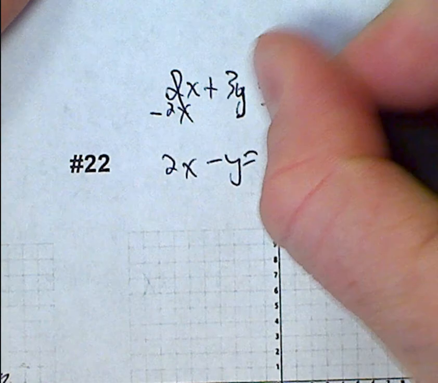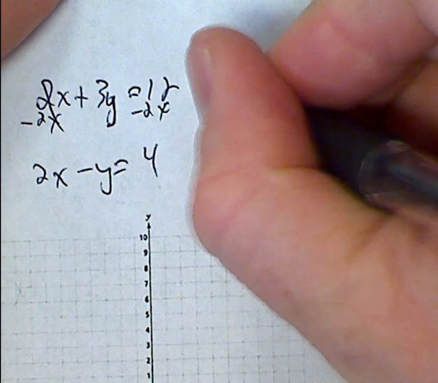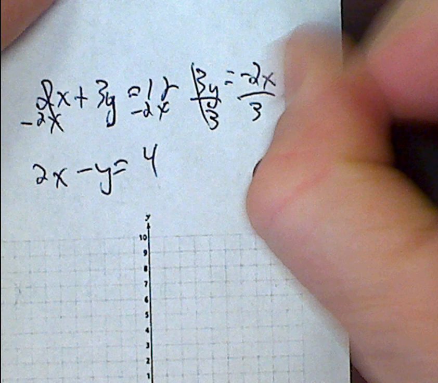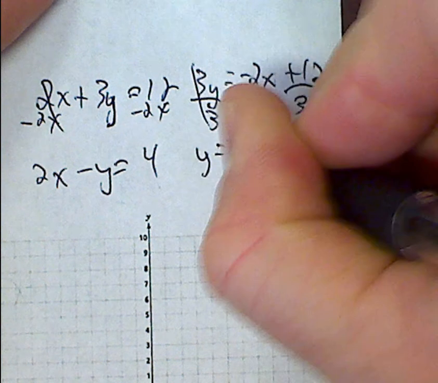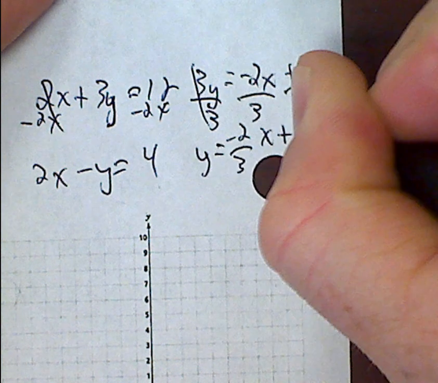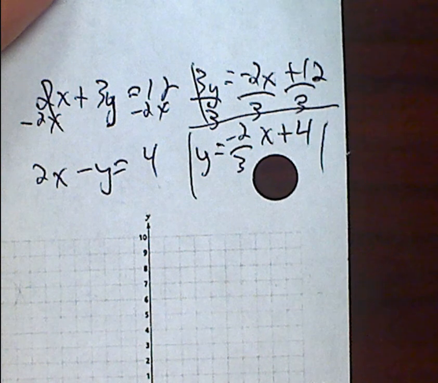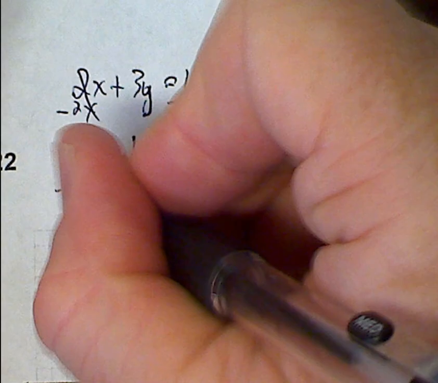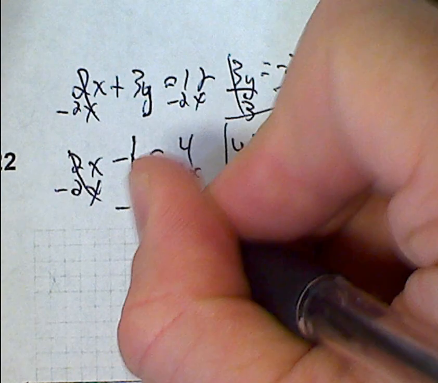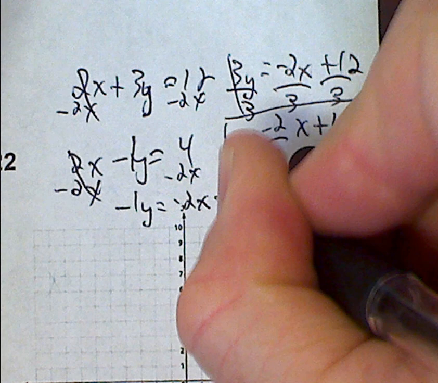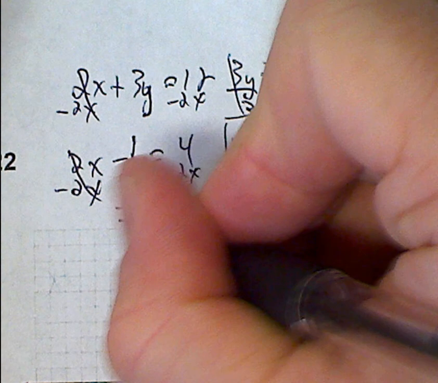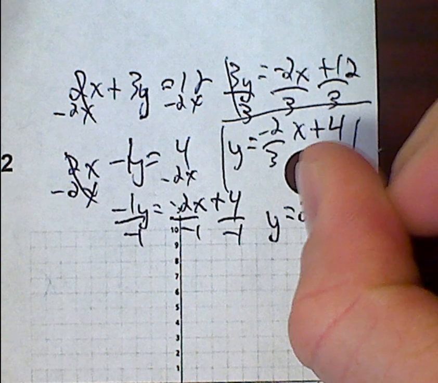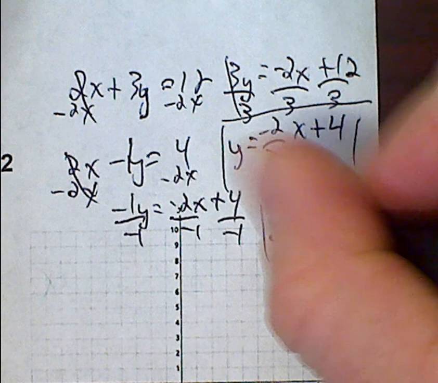Subtract 2x, subtract 2x. This gives me 3y equals -2x plus 12. Divide by 3, and I get y equals -2 over 3x plus 4. There's my first equation. My next one, I would get rid of my 2x. So that's -1y equals -2x plus 4. Divide by -1, and I get y equals positive 2x minus 4.